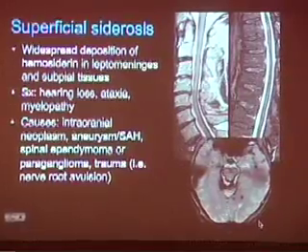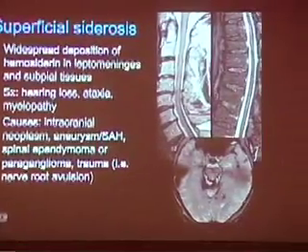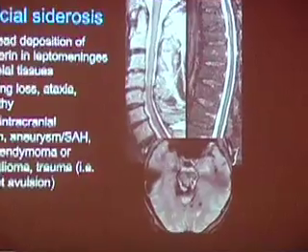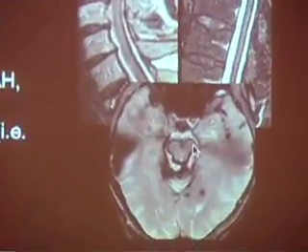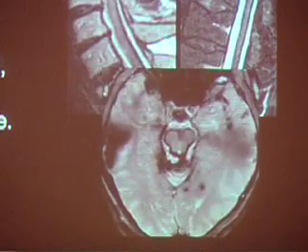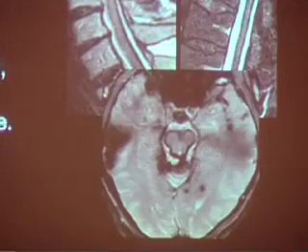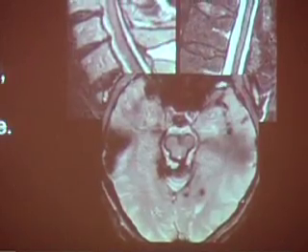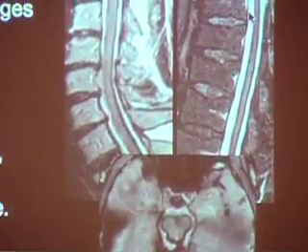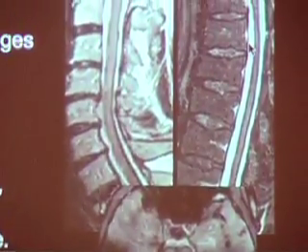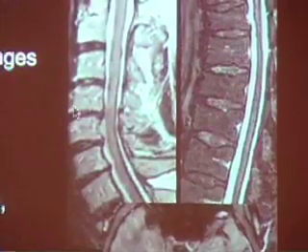On his axial gradient echo through the brain, you see the classic features of superficial siderosis, as if somebody has taken a black Sharpie and traced all the surfaces of the brain. But in addition, when you look down at his spinal level, you see how there's a black line all along the surface of the spinal cord. And in addition, this patient's spinal cord is atrophic and mildly T2 hyperintense.